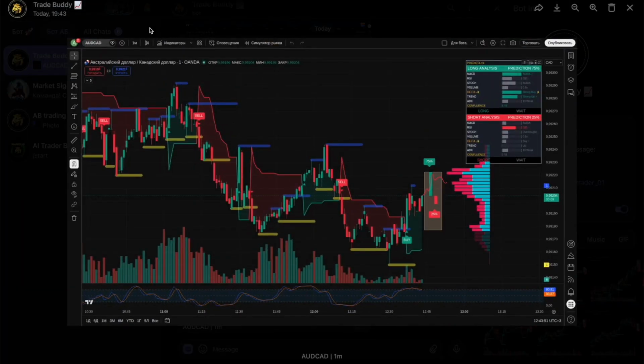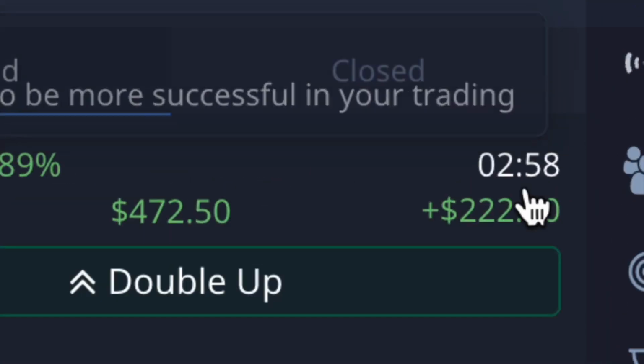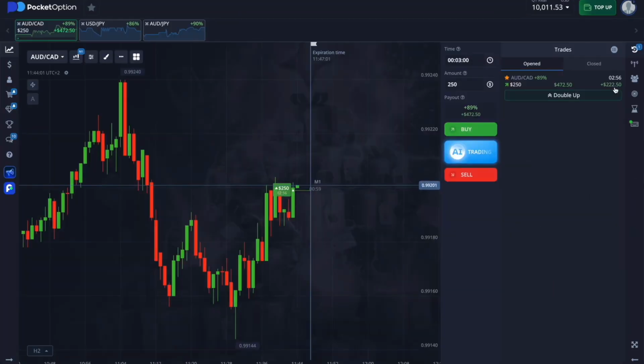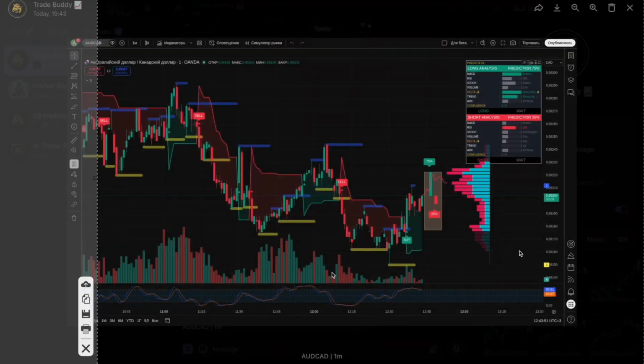Here's a signal to go up. I immediately enter an upward trade. If this trade goes through cleanly, it will bring in $222. I'll recover the $100 loss and end up with a net profit of $122.